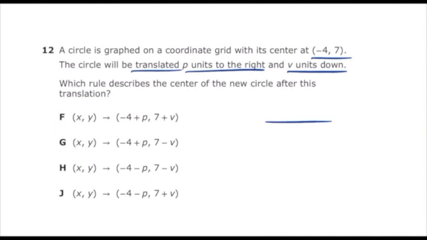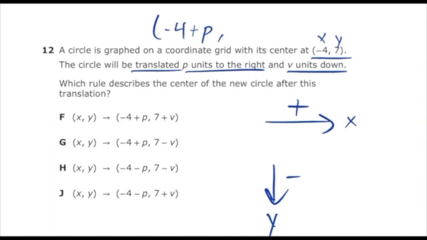So they say that we're going p units to the right, and I know that if I go to the right, I'm going to be adding, and that's going to be affecting the x value. They also say that we're going v units down, and so I know that I'm going to be subtracting, and that's going to affect the y value. So our algebraic rule should be -4 plus p, because we're going to the right, comma, 7 minus v, because we're going down. And if I look at my answer choices, that should be letter G.